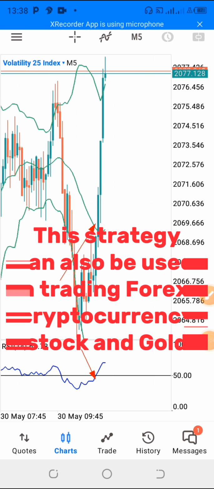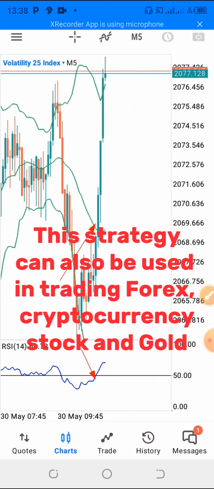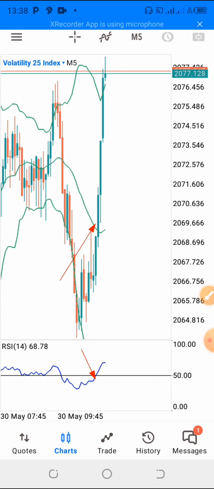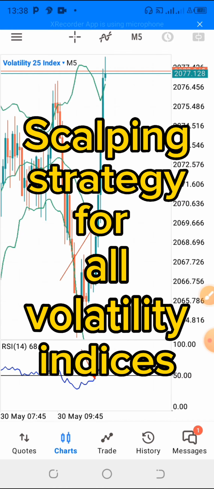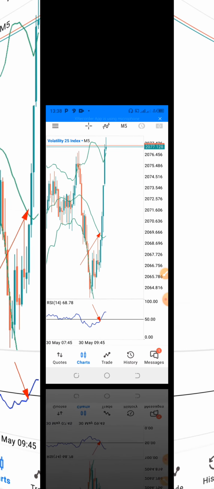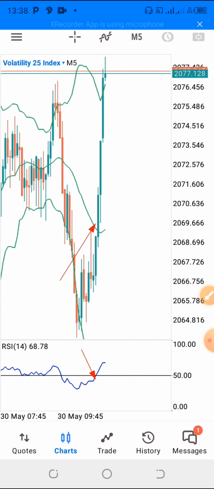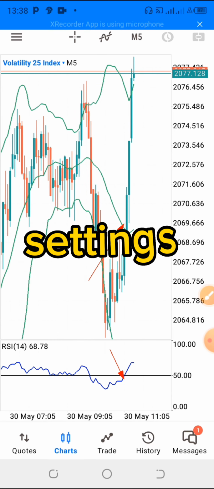With another amazing strategy. In today's video, we're going to be looking at how we can scalp volatility indices. So it's a scalping strategy, and we're going to be focusing on volatility indices. Without wasting much of your time, let's look at the settings.